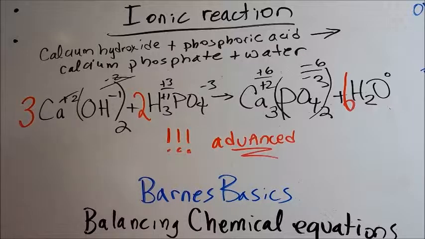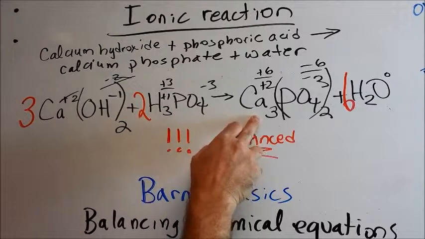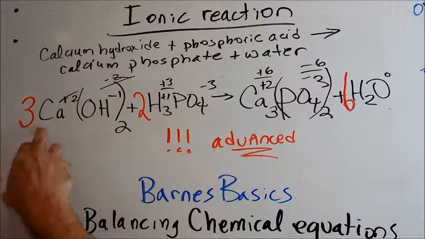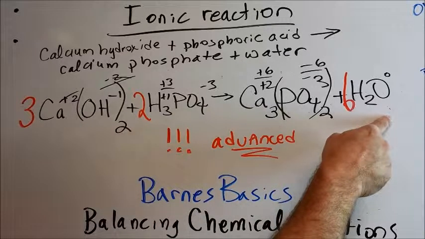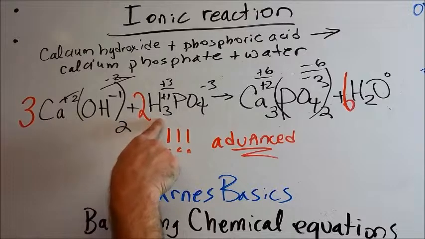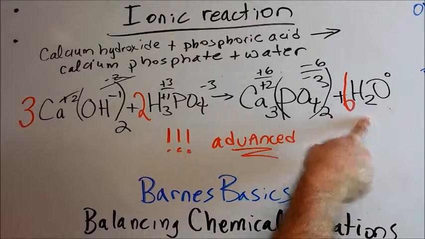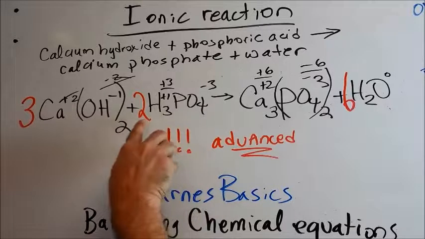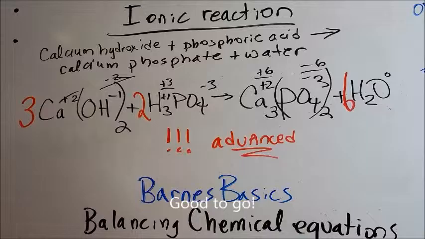So let's look back at it one more time. There are 3 calciums here, 3 calciums here. There are 3 times 2, 6 oxygens here, 6 oxygens there. 3 times 2 is 6 hydrogens. We got 2 times 3 is 6. That makes 12. 6 times 2 is 12. We were able to keep these phosphates together. 2 PO4s, 2 PO4s. This is good to go.